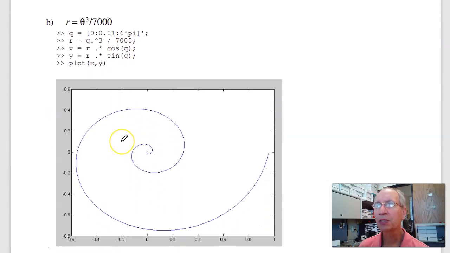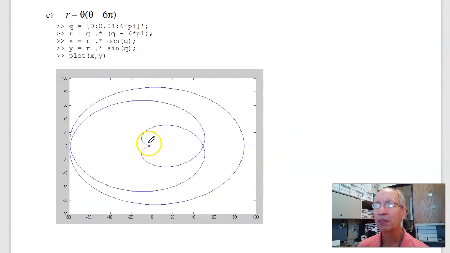Part B, let's do r equals theta cubed over 7,000. So again, I'll first define theta, going from 0 to 6 pi. Again, 2 pi's all the way around, so we'll go around 3 times. R is theta cubed over 7,000. Find the x coordinate, find the y coordinate, plot it. So this is what that function looks like.